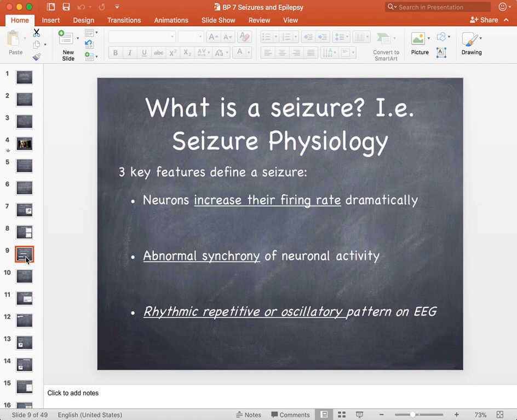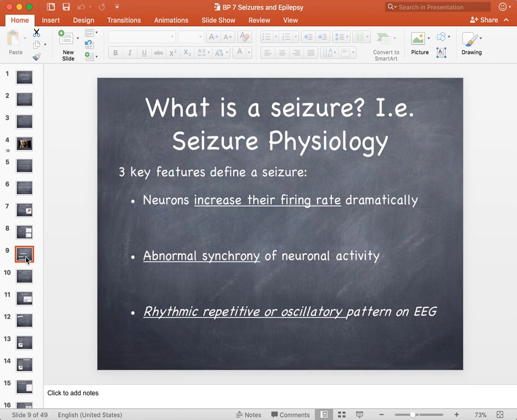All right, so we should probably define what a seizure is, right? Yep, in the seizure talk. So there are 3 key features we think about. First off, each individual neuron dramatically increases its firing rate. So it's not doing its normal everyday thing, it's really increased in its overall rate.